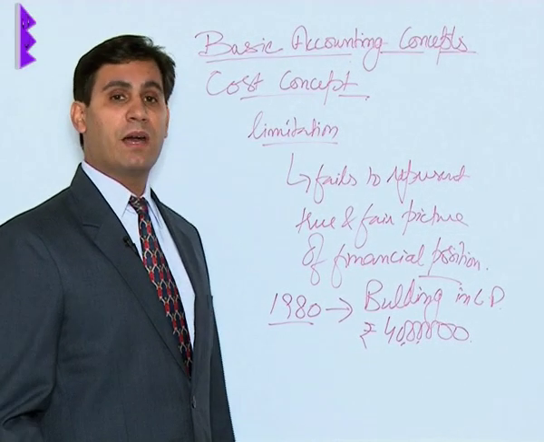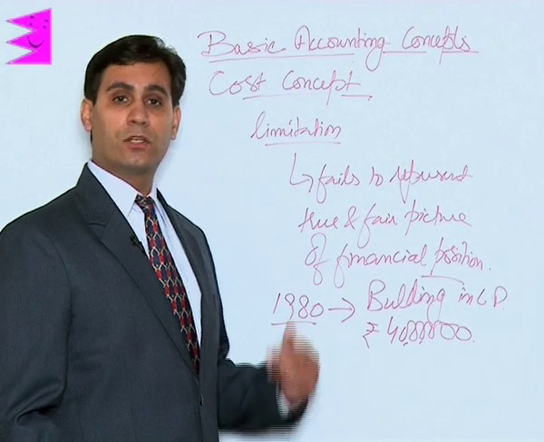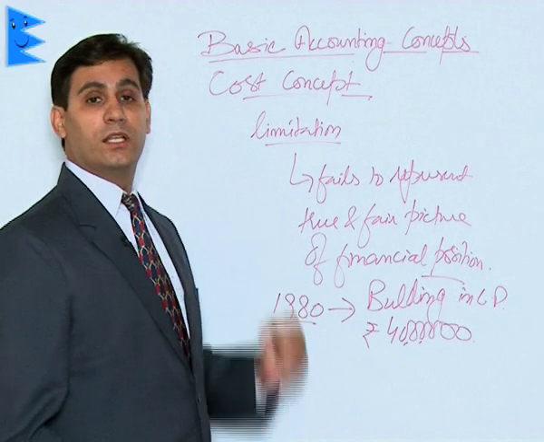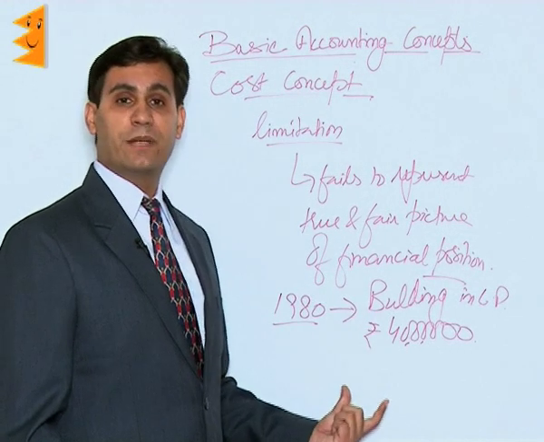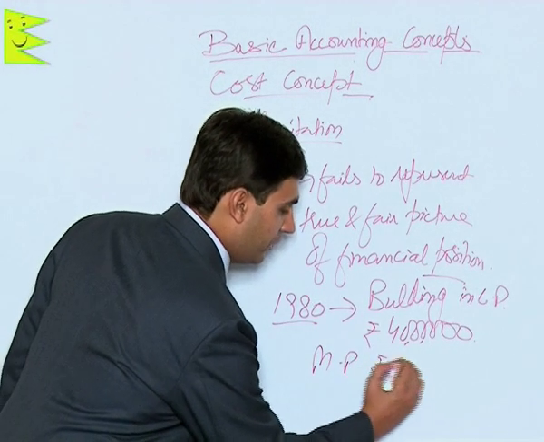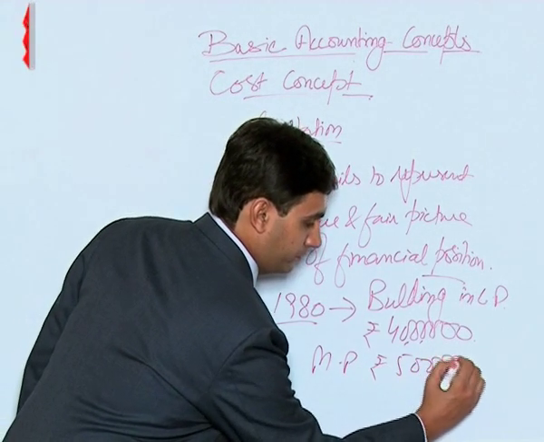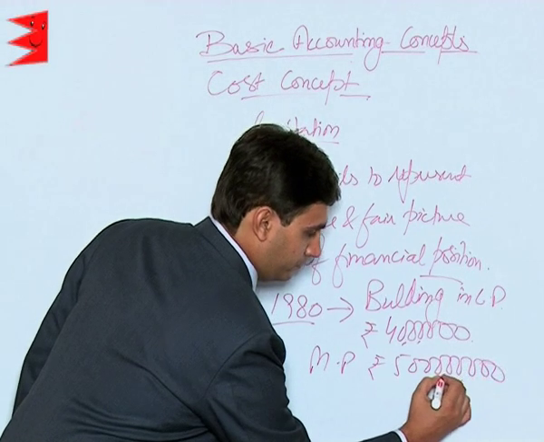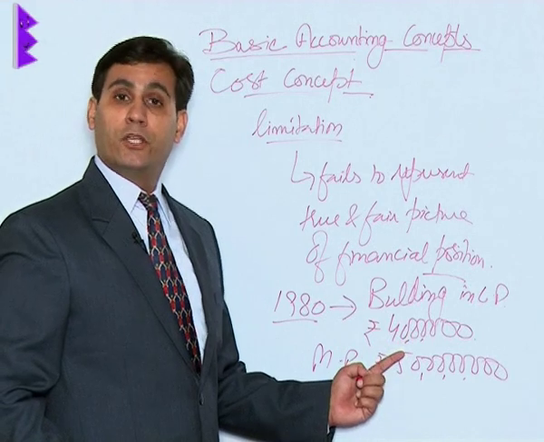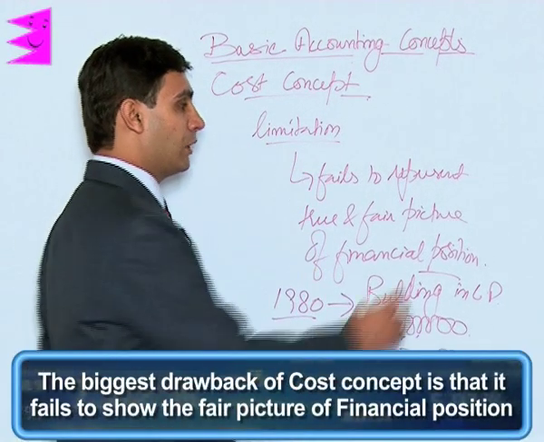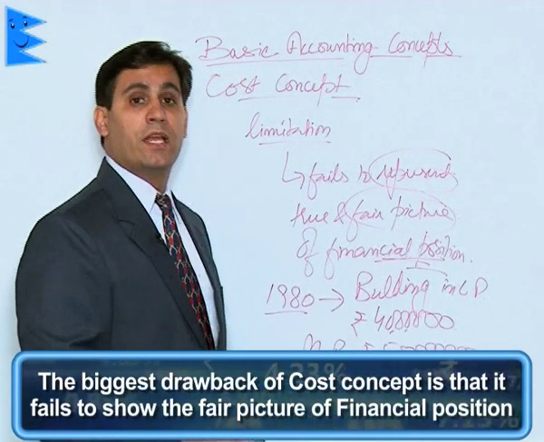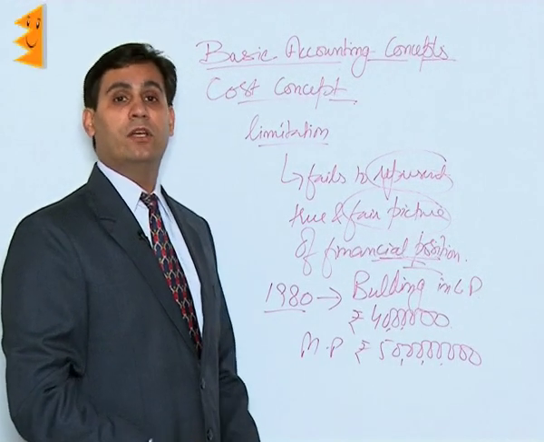Now, today's market price exceeds, let's say, 50 crore rupees. But as per the accounting concept of cost, this 50 crore rupees price is not being reflected. So, market price is 50 crores, but we are showing it at 40 lakhs. So this concept fails to represent a fair picture of financial position. It is a very major limitation of the cost concept.